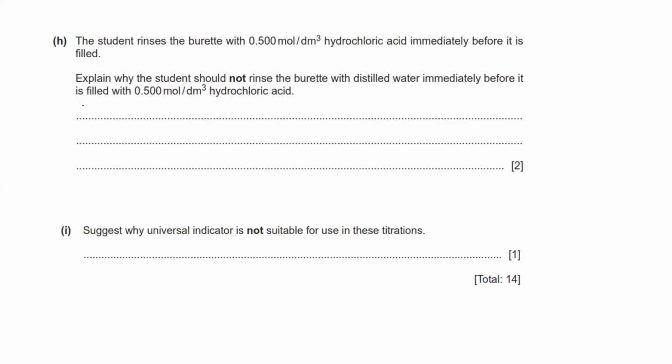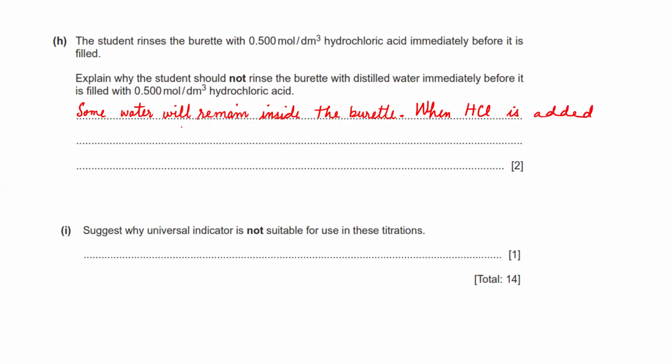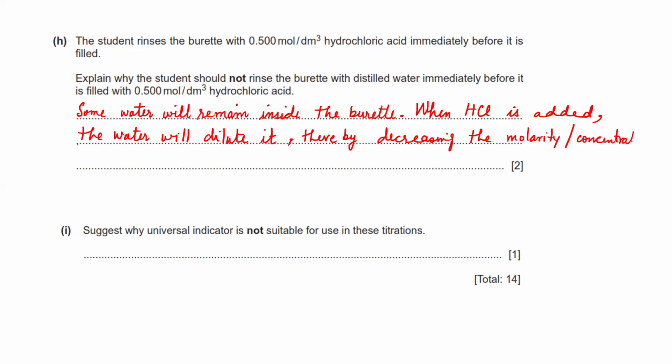So just simply write: some water will remain inside the burette, when HCl is added, the water will dilute it, thereby decreasing the molarity/concentration of the HCl.